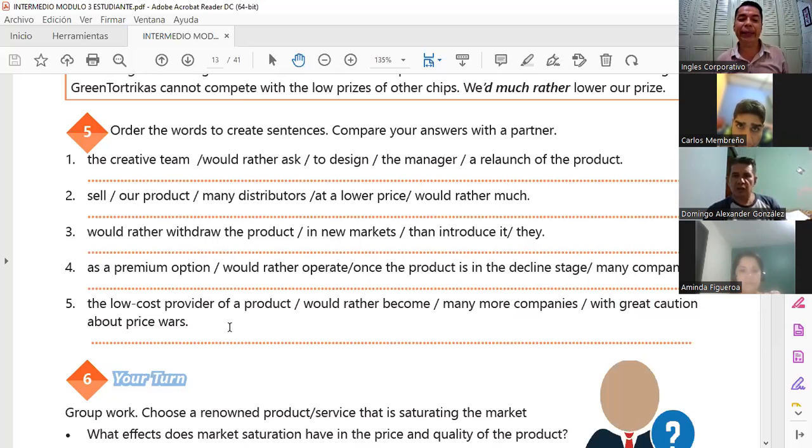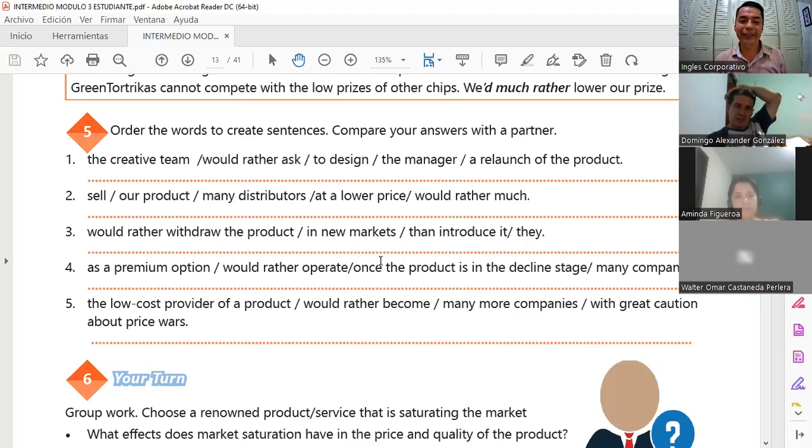Please, while we are in class, maybe someone can try it and tell me. Number three, yes. Yes, yes. Another one: much, no, just the word rather. Okay. Number three. No, that's correct. Would rather. Está bien. Okay. Would rather. Sí. Yes.